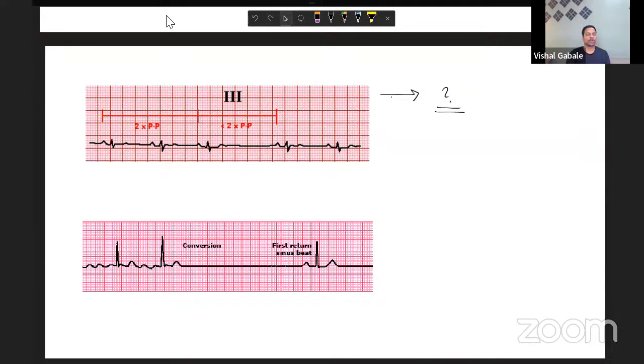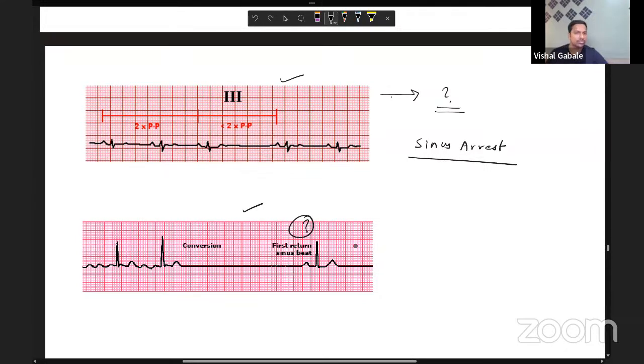Somebody is saying sinus pause. Yes, we already discussed this. Now, what about this one? Okay, so this is sinus arrest or sinus pause. What about this? Exactly, this is sick sinus syndrome.